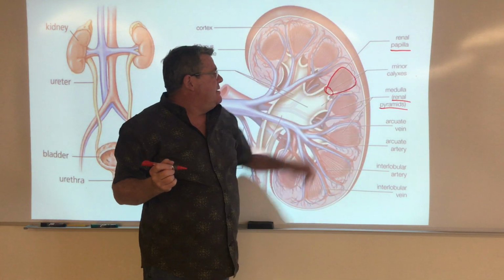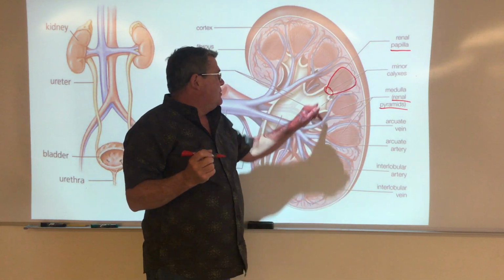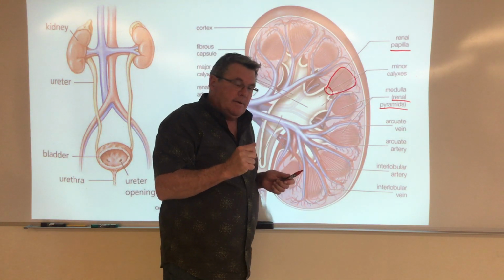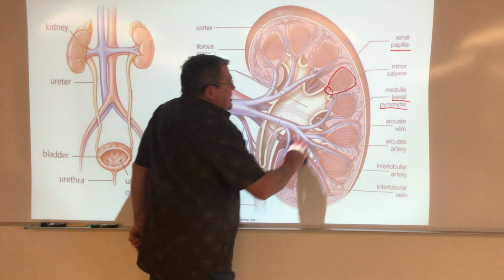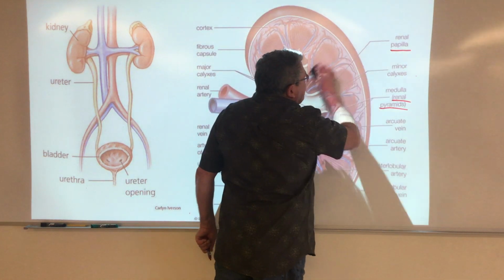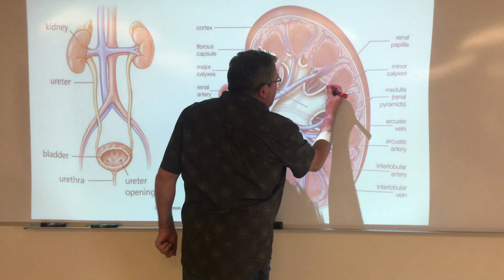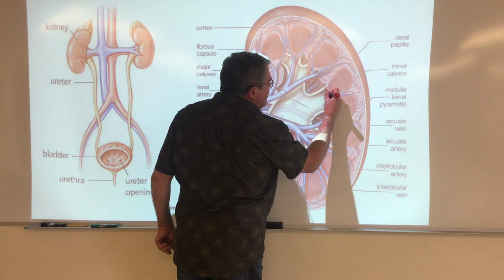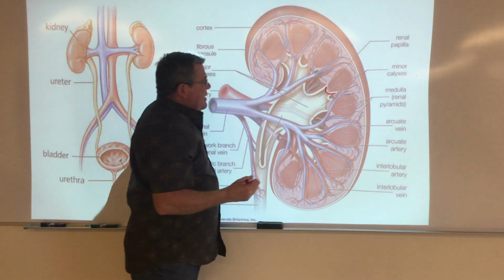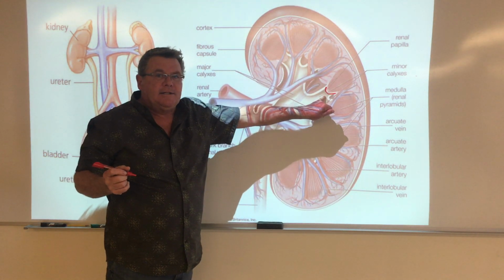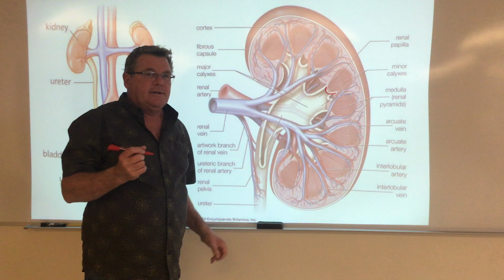So each one of our renal pyramids will terminate in a renal papilla, which is just essentially a little bump. So here's where I want to do a little transition. If you look, here's our papilla, and it drains into this opening. There's nothing here. It's the beginning of a tube that's going to go to the bladder.